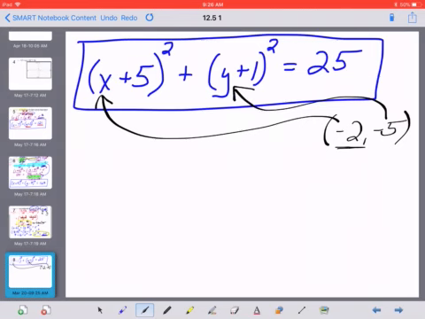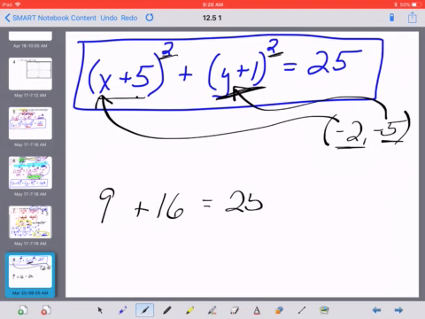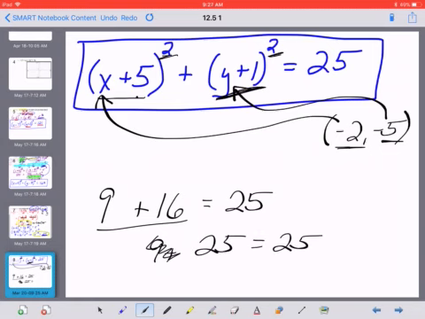Let's check it. Plugging the negative 2 in there, negative 2 plus 5 is going to get us a 3, and that 3 squared is going to be a 9. Plus, we've got a negative 5 that goes right here, plus 1. Negative 5 plus 1 is negative 4. Squaring the negative 4 is going to be a 16. And that is supposed to equal our value of r squared. And sure enough, the 9 plus the 16 right there is going to get us 25 equals 25. And that one checks out.